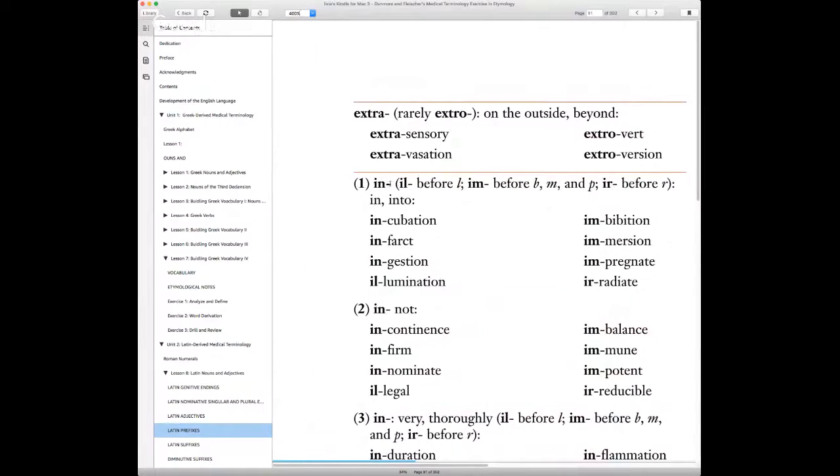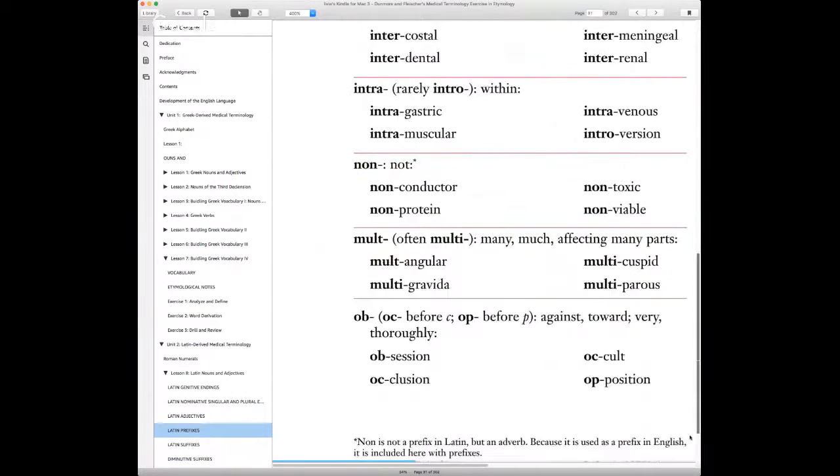For instance, you will see in, but it becomes IL before L, IM before B, M, and P, and IR before R. I don't think you need to worry about memorizing which forms go before which letters, but just know that in, il, im, and ir are all forms of in. They have these three meanings. It's my hope that will stand you well.